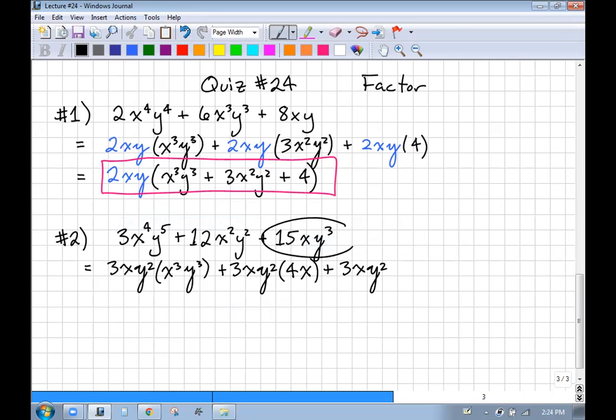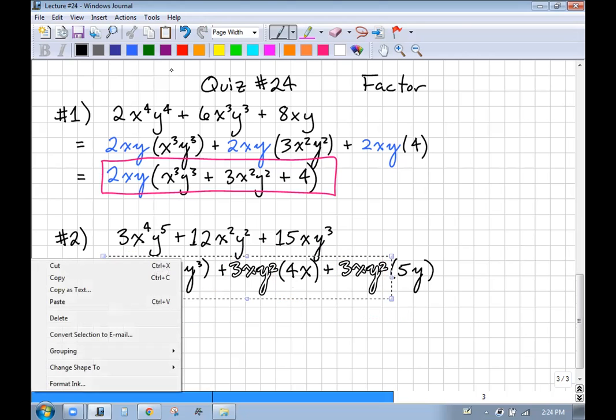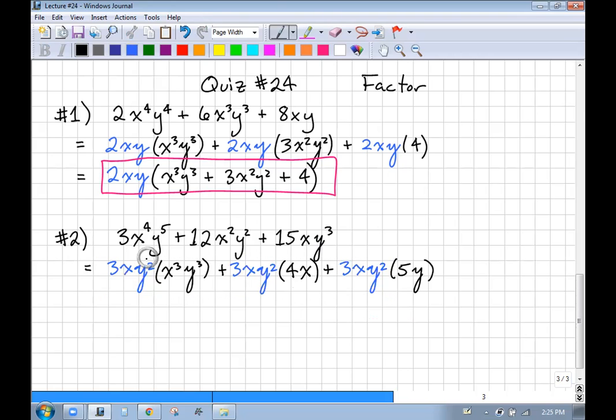For this last term, I have a 3. So I'm going to need a 5 to give me that 15. I have the x, so I don't need any more x's. I got 2 y's, but I need 3, so I need to throw a y in here. Okay. So now everything is being multiplied by a 3xy squared.